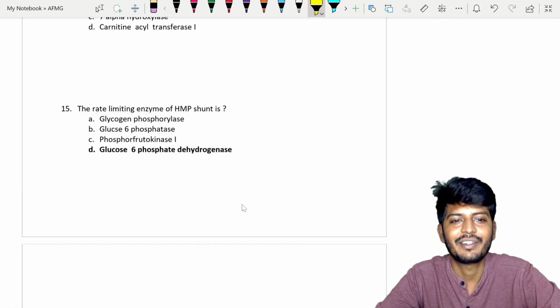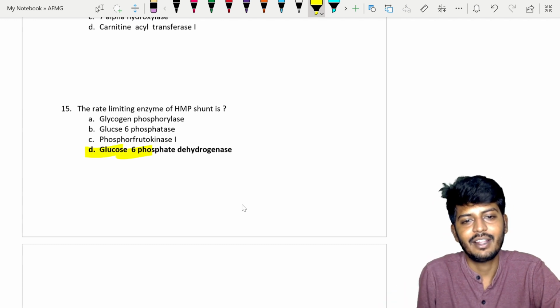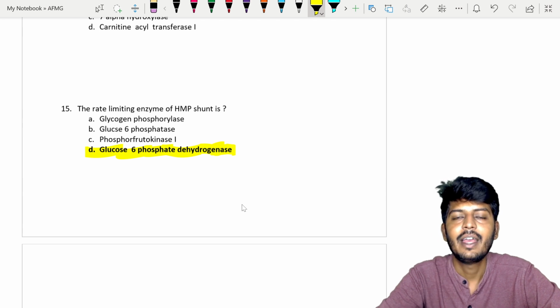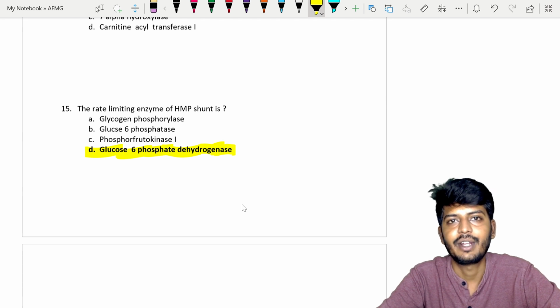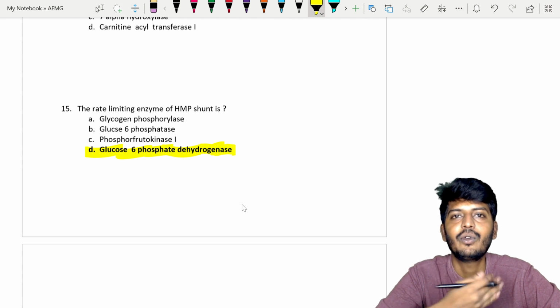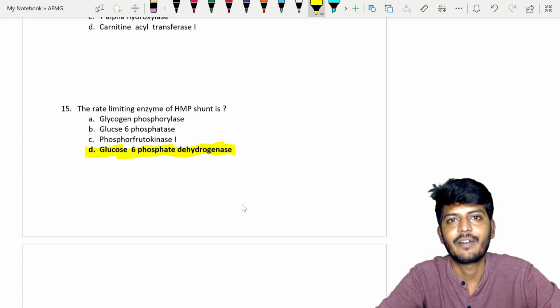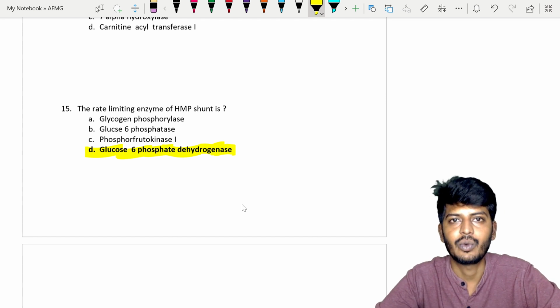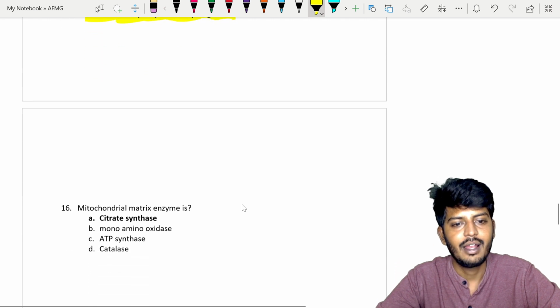So all these are enzyme deficiencies. The rate limiting enzyme of the HMP shunt is glucose 6-phosphate dehydrogenase. In the HMP pathway, there are two types of pathways: reversible and irreversible. In one of them, we get glucose 6-phosphate dehydrogenase. Without it, no HMP shunt. If no HMP shunt, there is no formation of NADPH. If no NADPH, it will lead to G6PD deficiency and RBC lysis by excessive accumulation of H2O2 in the cell. Let's go to the next one.